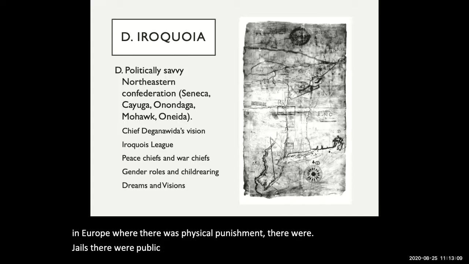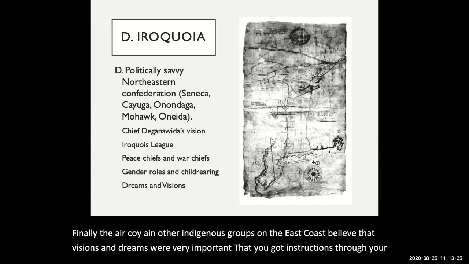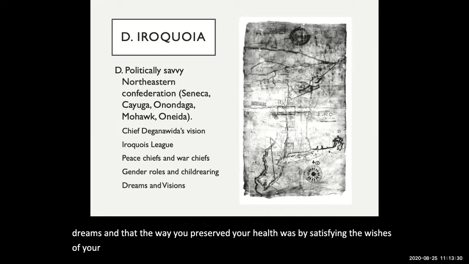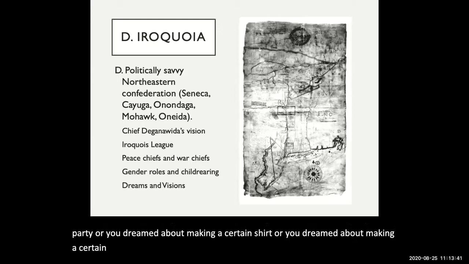Finally, the Iroquois and other indigenous groups on the East Coast believed that visions and dreams were very important, that you got instructions through your dreams, and that the way you preserved your health was by satisfying the wishes of your soul that were expressed in dreams. So if you dreamed about giving a party, or making a certain shirt, or making a certain weapon, it was very important that you do that, that there was kind of a gauze through which the spiritual world penetrated into the physical world.